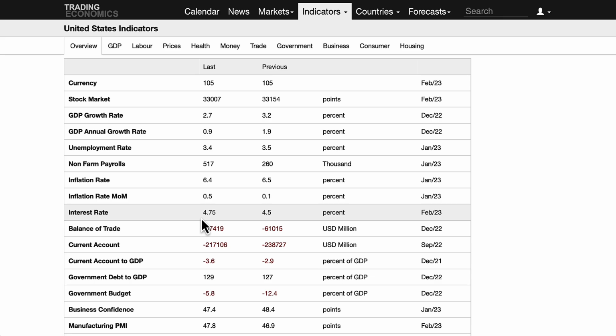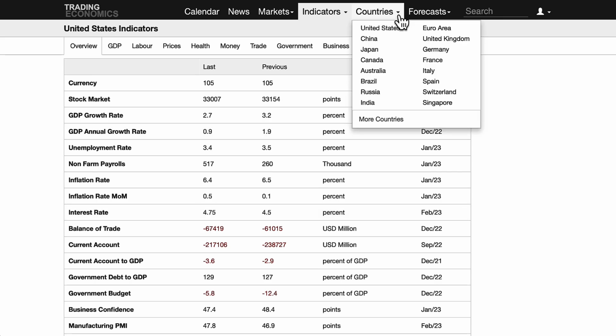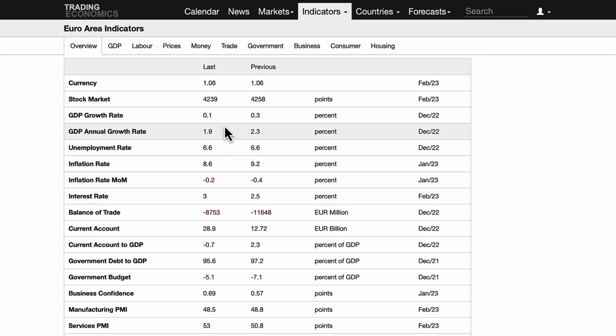Now, I want to compare this to, let's say, Europe and the UK, because I want to look at the dollar index and the influence of these numbers on the dollar index. Let's have a look at the euro, and we'll look at the same numbers. GDP, much lower, and unemployment rate, much higher, inflation rate, much higher, and interest rates, a lot lower. All of that points to a weaker euro and a stronger US dollar.